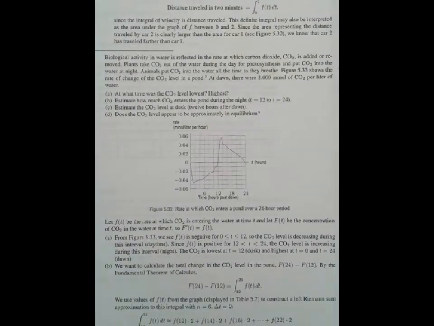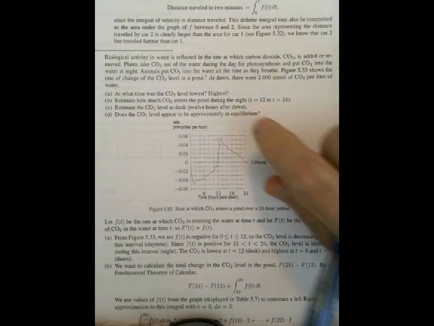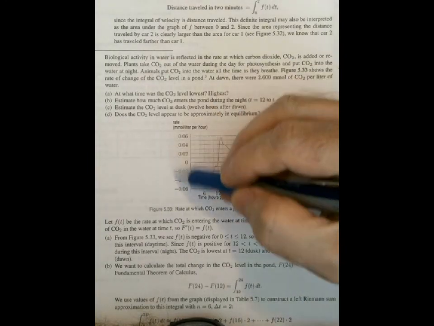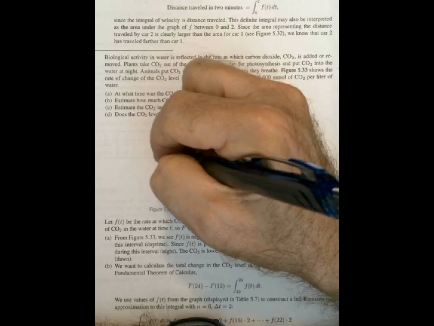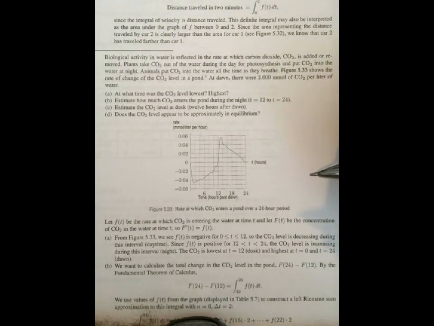This graph shows the rate of change of the CO2 level in a pond. So this over here is not the amount of CO2. This is the speed with which CO2 is increasing or decreasing at a given time. So this is another speed function.